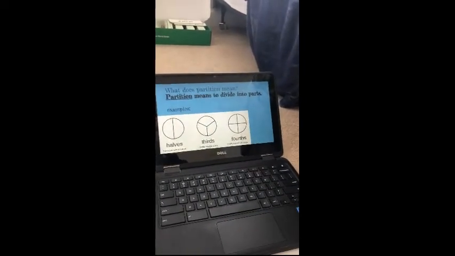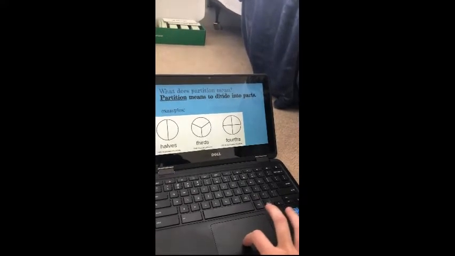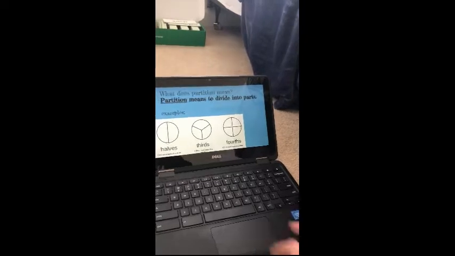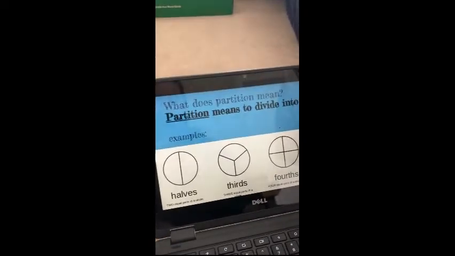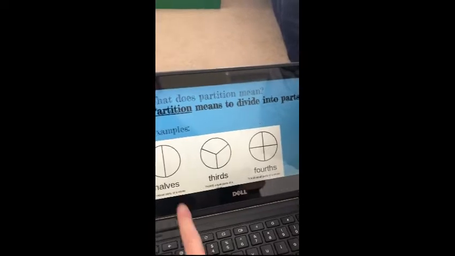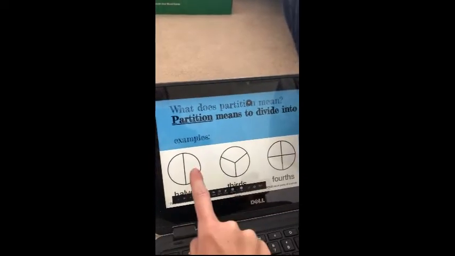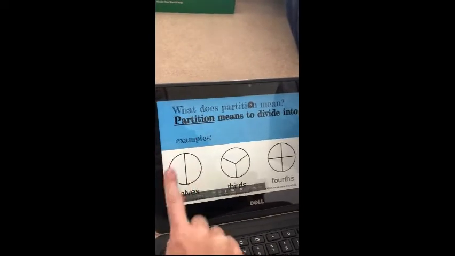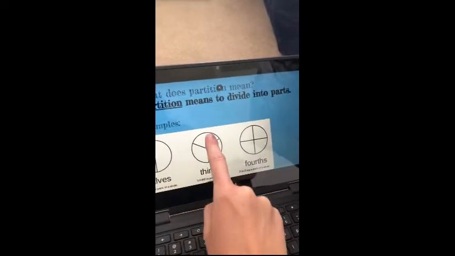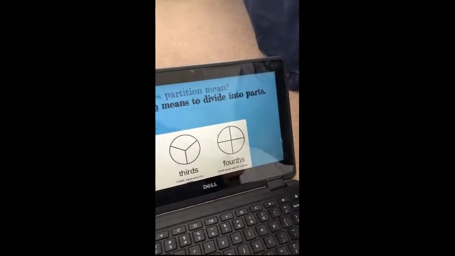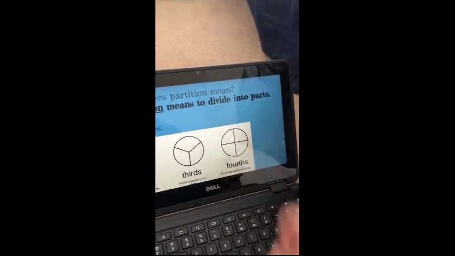So what does partition mean? Partition, that big P word, means to divide into parts. So right here are some examples. Partitioning means to divide something into parts. You can divide something into halves. See, they've divided the circle in half. There's two parts. In thirds, they divided a circle into 3 equal parts. And fourths, they divided the circle into 4 equal parts.